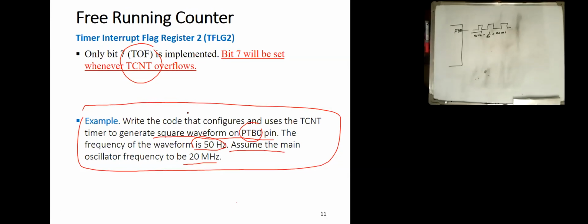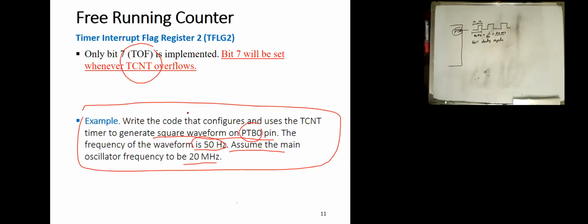So the period of the signal to be produced on pin 0 of port B is 20 milliseconds, assuming a 50% duty cycle, which means that the on time and the off time are equal. We have here 10 milliseconds and 10 milliseconds.